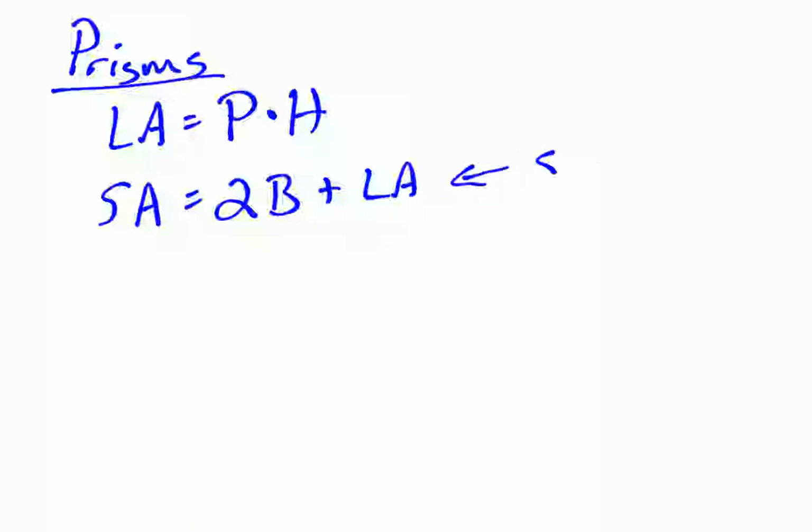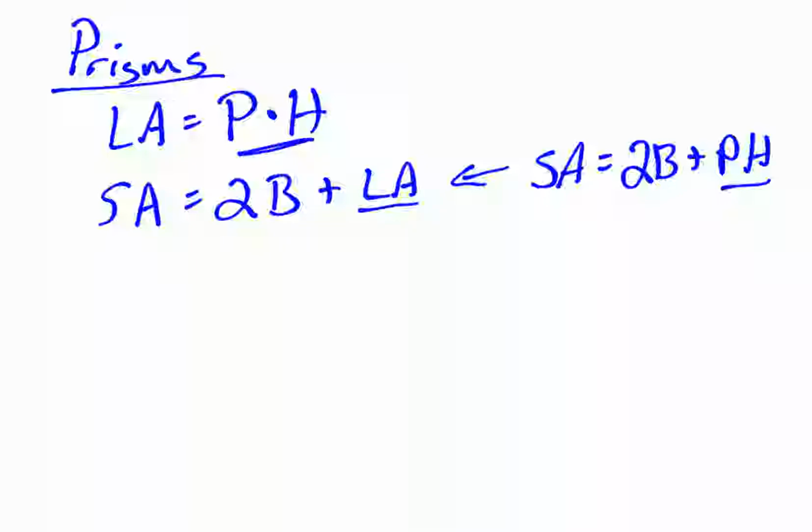You may see this written like this. Surface area equals 2 times the area of the base plus perimeter times height. All I did there is actually substitute in the perimeter times height for the lateral area. I'll probably end up showing you that more than anything because that's more of what I've done in the past.